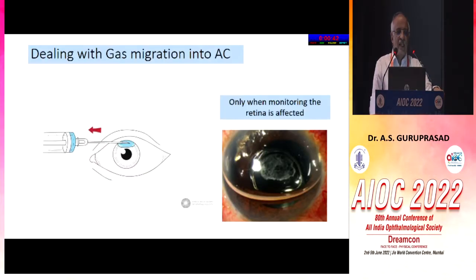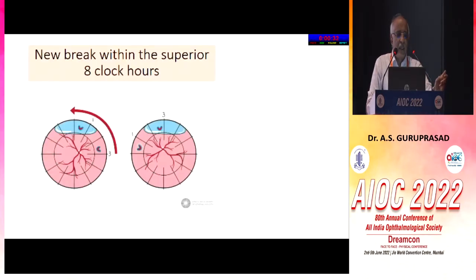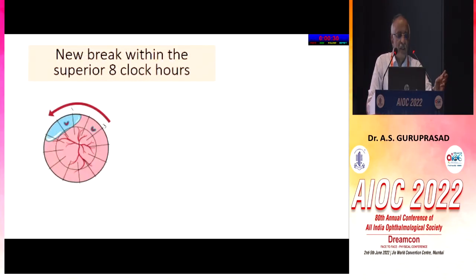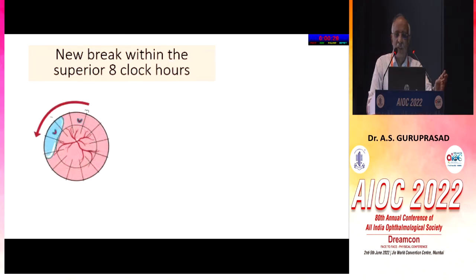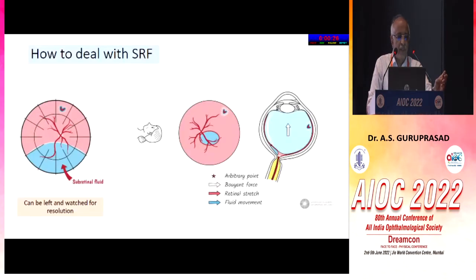So dealing with gas migration into the AC, this is only when monitoring the retina is not affected, otherwise you need not really bother. You can always top up the vitreous cavity with more gas. And if a new break occurs, I think we'll skip this because I think I've overshot the time.